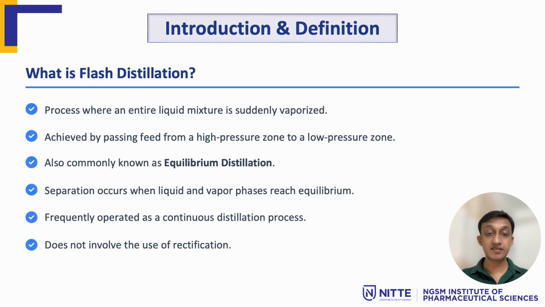Flash distillation is a process in which an entire liquid mixture is suddenly vaporized. This is achieved by passing the feed from a high pressure region to a low pressure region, causing instantaneous vaporization. It is also known as equilibrium distillation because the separation occurs when the vapor and the liquid phase reach equilibrium. Unlike fractional distillation, this process does not involve rectification and is commonly operated as a continuous process.